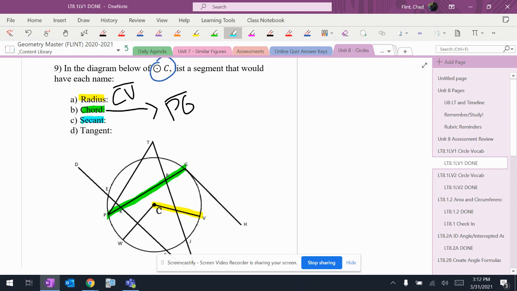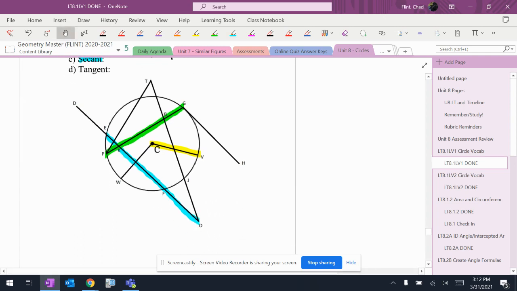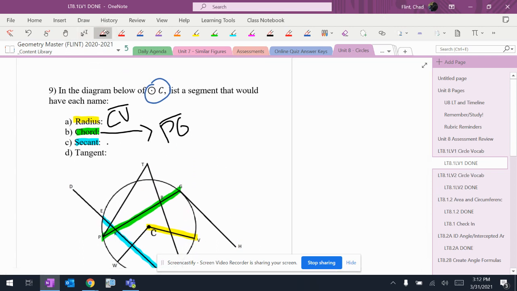Okay, a secant has to start outside the circle, enter the circle, and go to the opposite side. So I actually have two of them here. I'm going to pick this one right here because it has an E on the other side. The other one doesn't have a letter there. I could put my own letter there if I wanted to very easily. So OE is a secant.